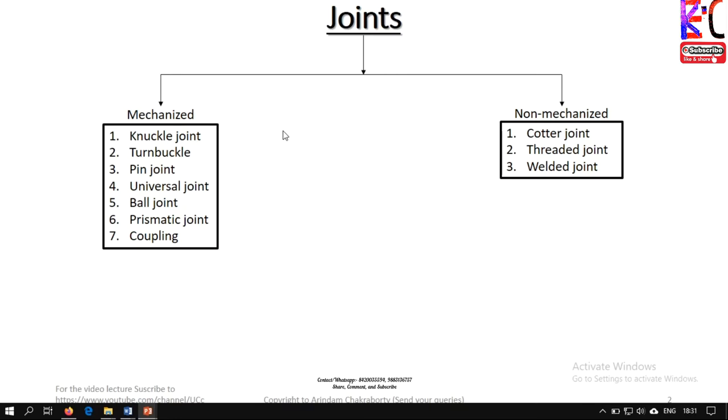When you come to joints, since we are dealing right now with mechanical joints, we'll talk about this type of mechanical joint. There are some other joints also, in terms of non-mechanical joints, like threaded joint, welded joint, or quarter joint. There are other joints also, like the joints which we make through glue, or with other components. So here comes the difference.